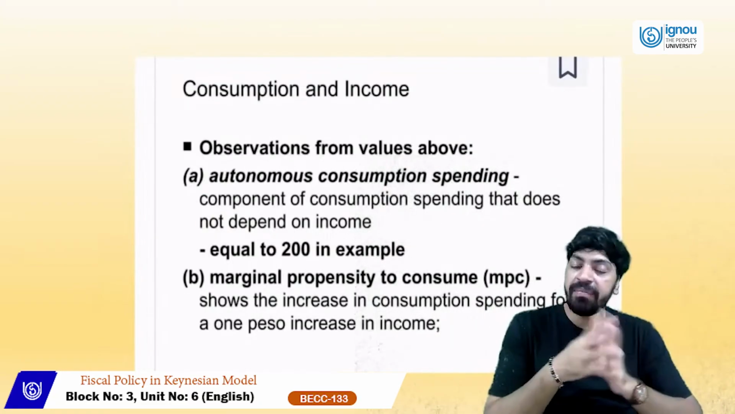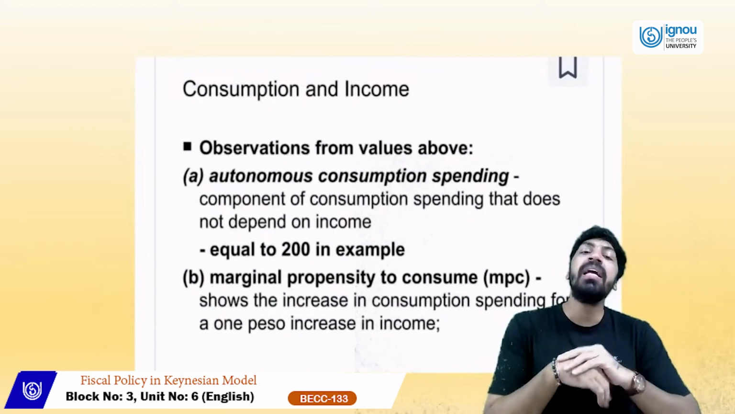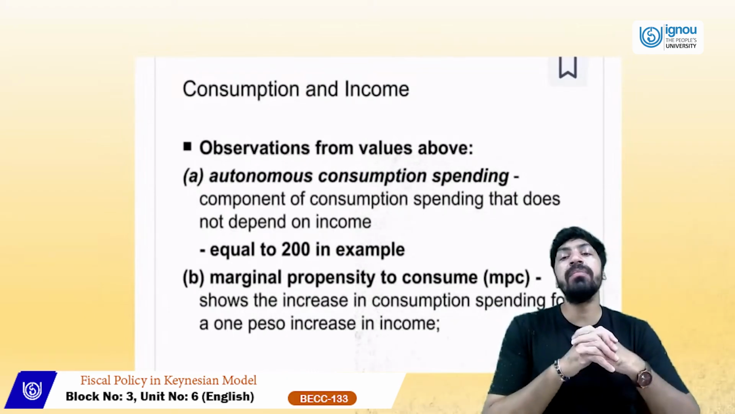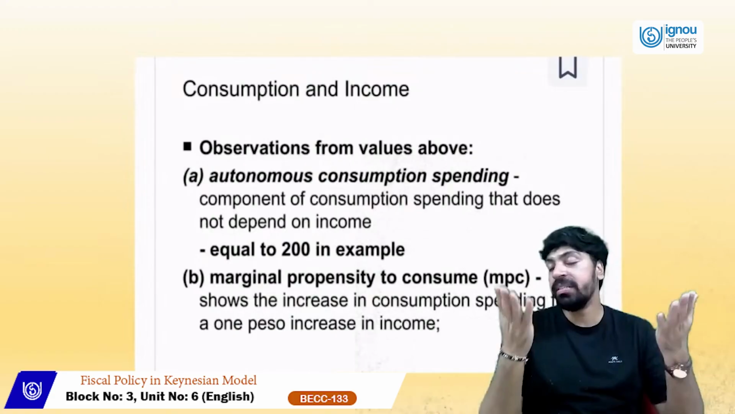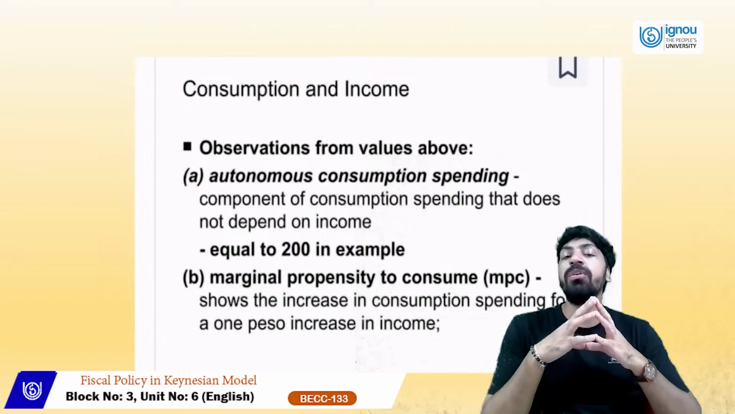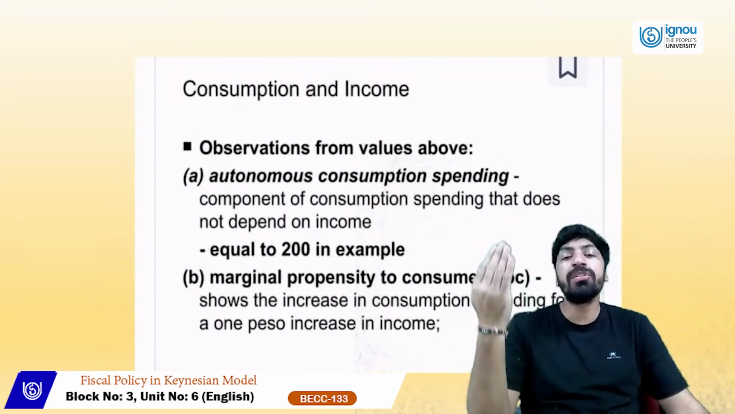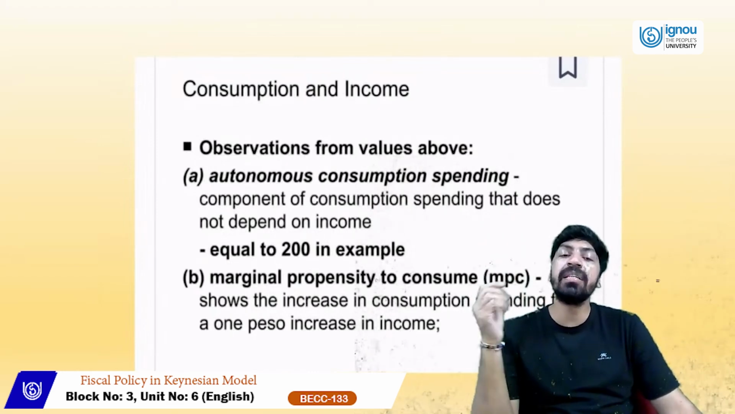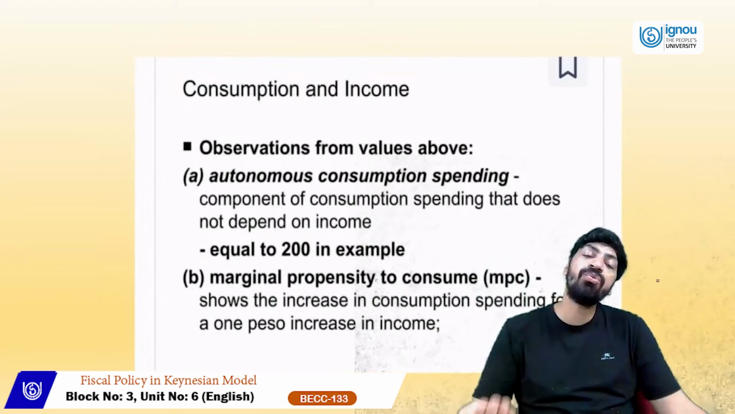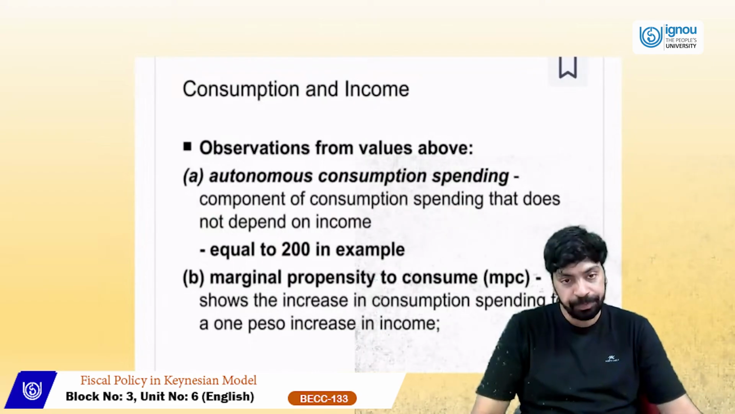So in other words, it is autonomous consumption spending, which in the example is shown to be equal to 200. That means when your income increases, your autonomous consumption spending, your delta C, will also remain the same, that is 200 to 200 and so on.